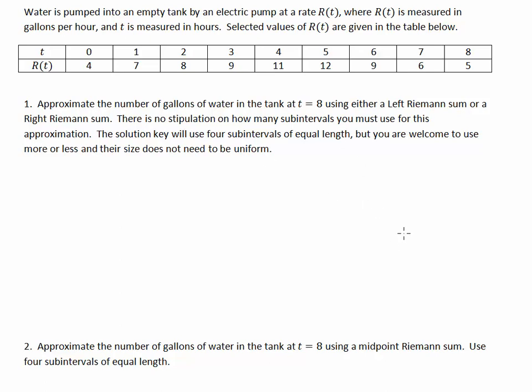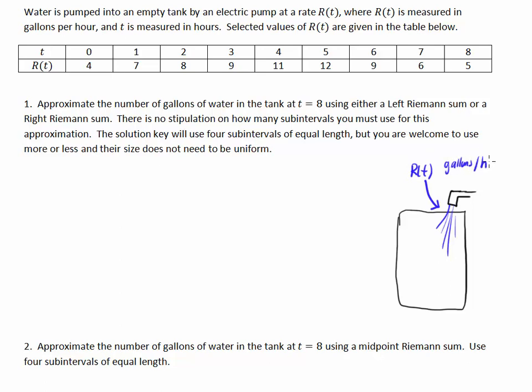So let's just, for kicks and giggles, say this is my tank, okay? And we have some sort of little spout right here, okay? And water is coming out of this spout at a rate of R of t, okay? And that's gallons per hour. And then water is filling up. So how fast is it coming out?